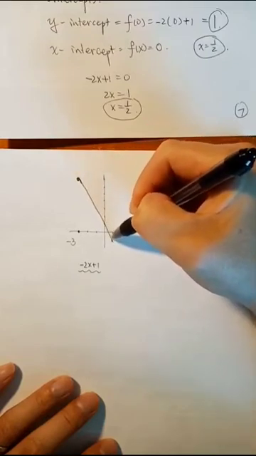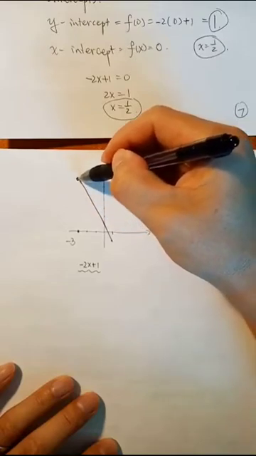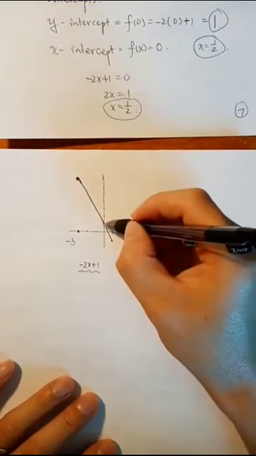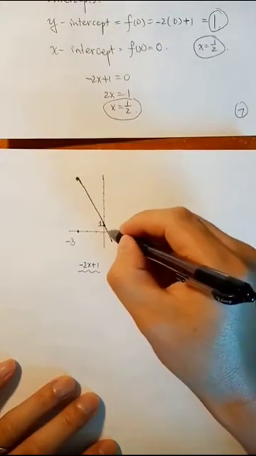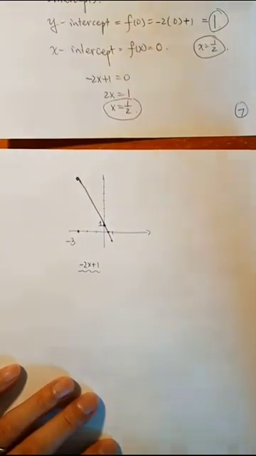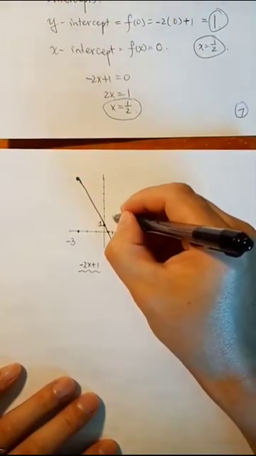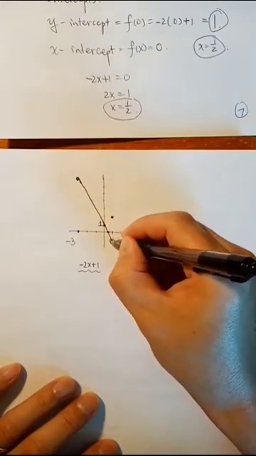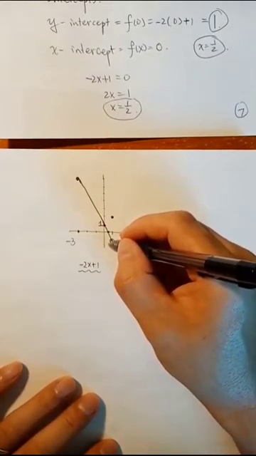And when x is 0, y is 1, so we must let the straight segment pass through the point 1. And when x is 1/2, it intersects the x-intercept. And when x is 1, y is 2. So at this point, you must put a circle. Circle means this endpoint is excluded.